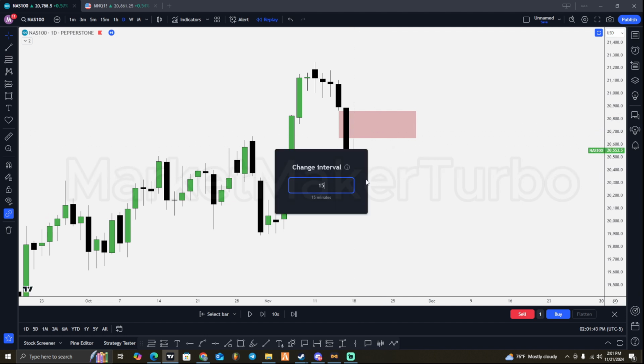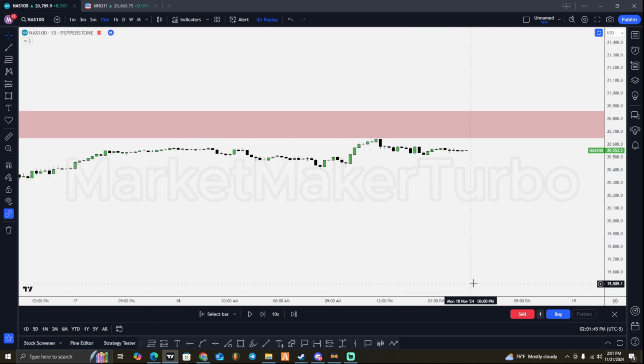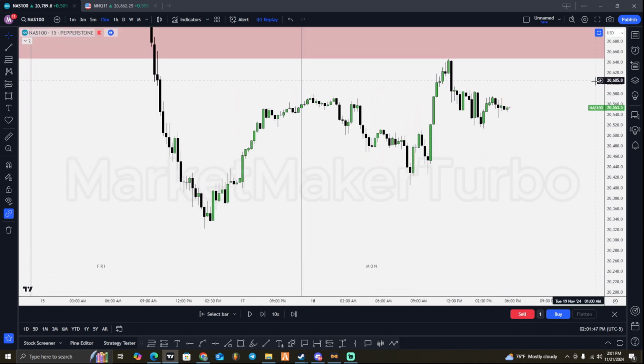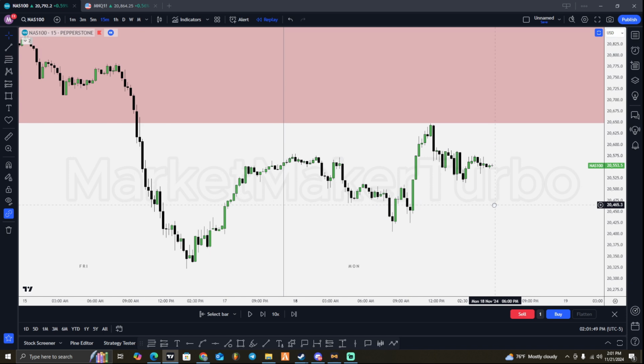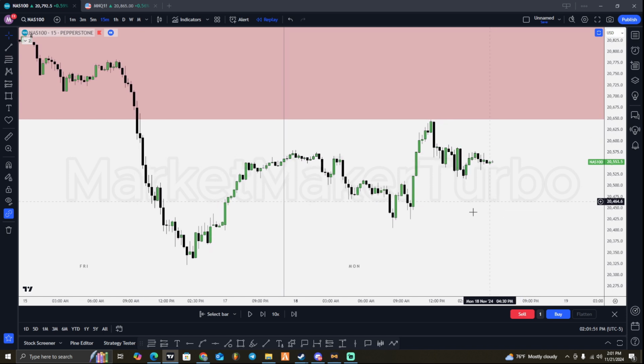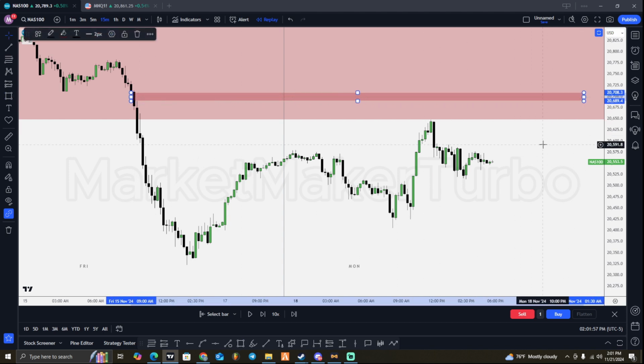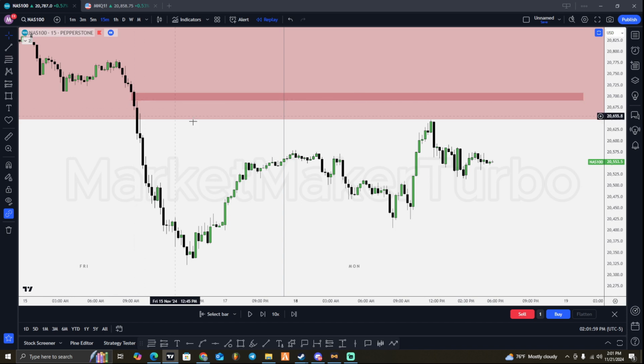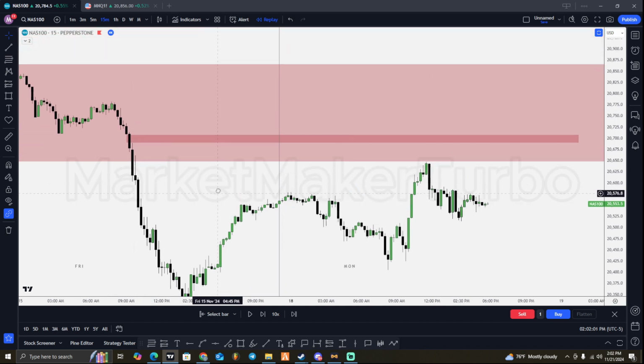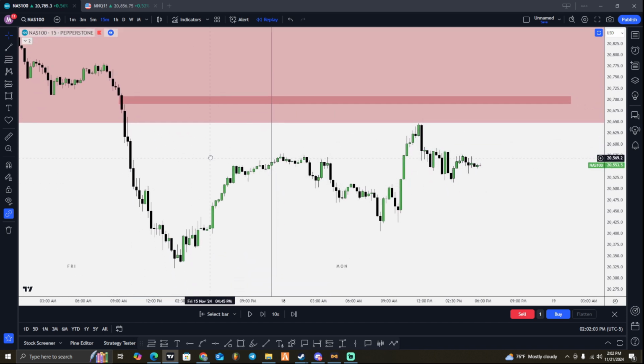From the daily, I drop down to my 15 and I look for pulls. I see an inefficiency here. And the reason why I'm marking out this one is because it's in this bigger box. It just makes sense. So I'm marking out that one.